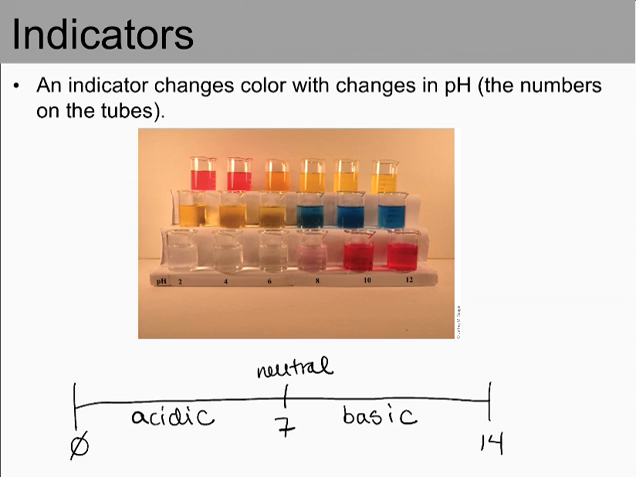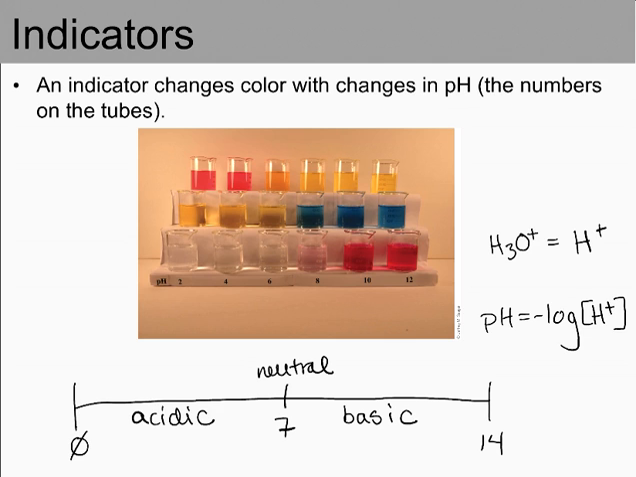Now also remember, pH is dependent on the concentration of hydrogen ions in solution. Or we could also say it's dependent on hydronium ions. So remember, hydronium is H3O+, and that is equivalent to H+.